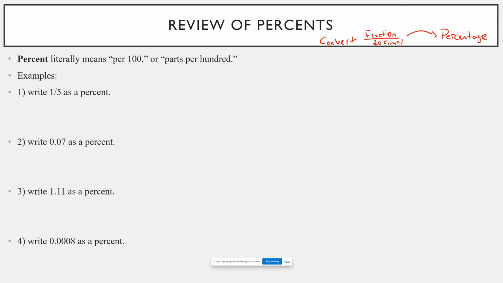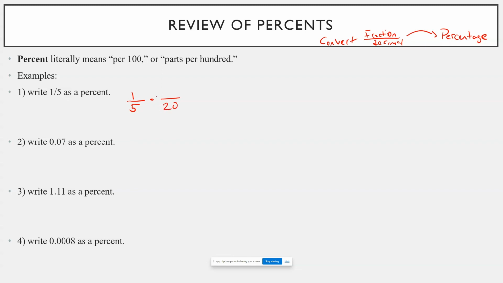All right, so again, percent literally means per 100 or parts per 100. So this one right here is a little kind of tricky. A couple ways you could do this. I'll show you this way first. 1 over 5. You want to write this as parts per 100. So what do you have to multiply 5 by to make it 100? You have to multiply by 20.